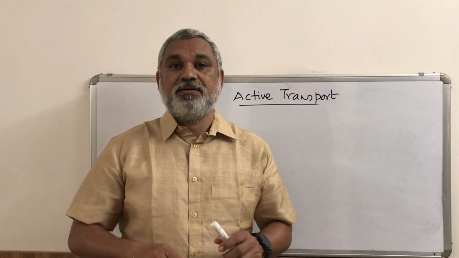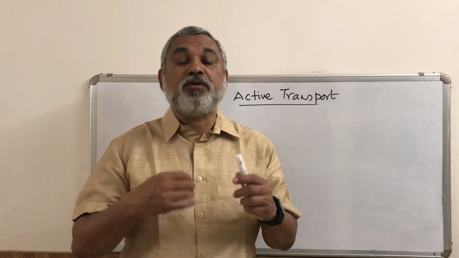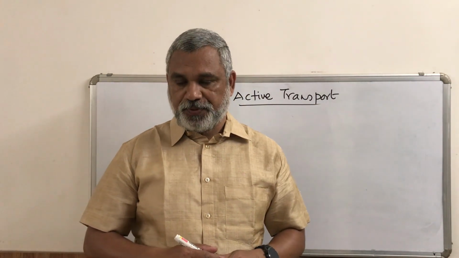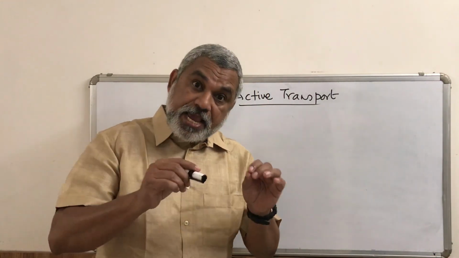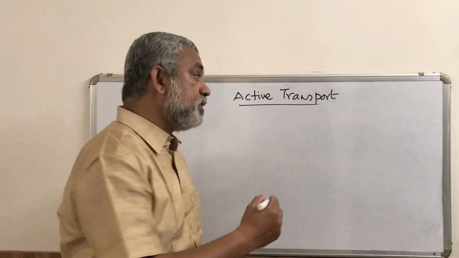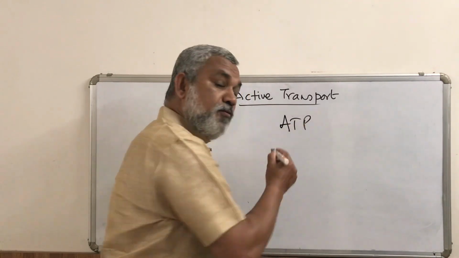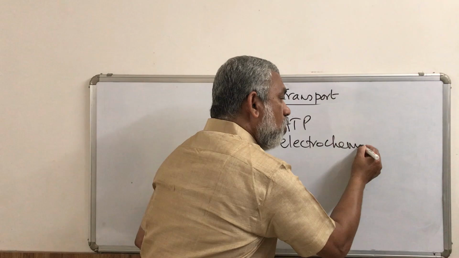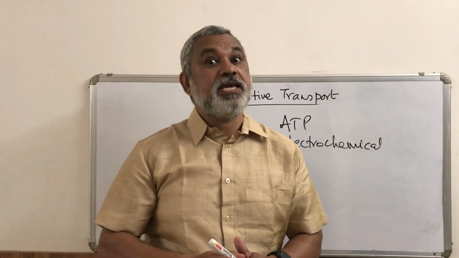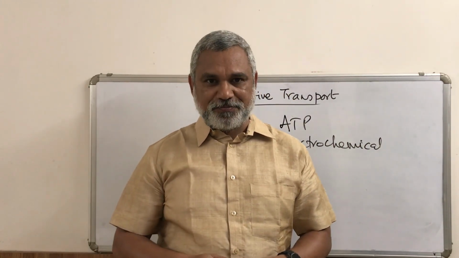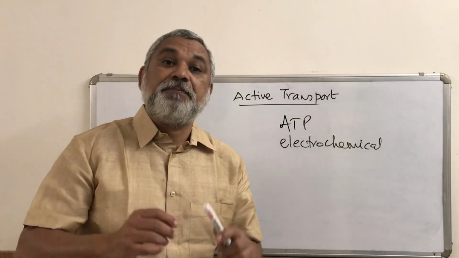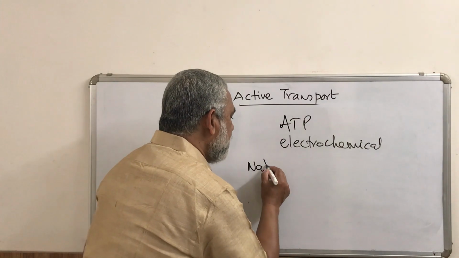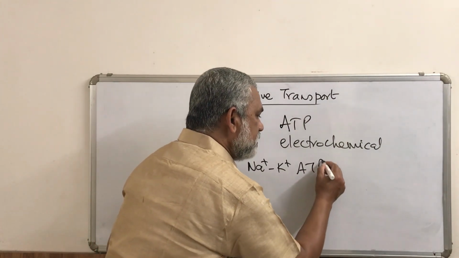Another mechanism used by cells in order to transport substrate molecules is active transport. Active transport is against the concentration gradient and it requires energy in the form of ATP or an electrochemical gradient, or sometimes light energy is used for transporting molecules. Now, this depends on a particular pump, and that is called the sodium potassium ATPase.